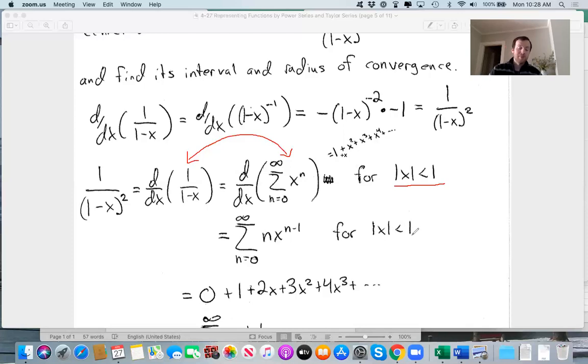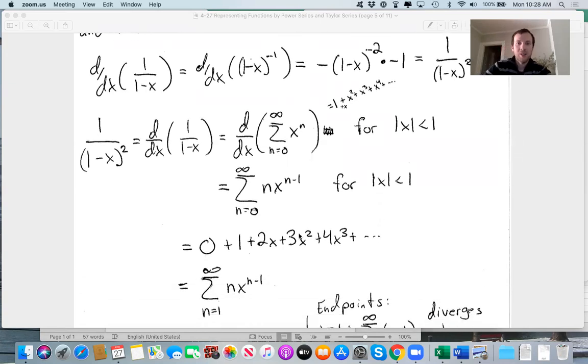What can happen is that maybe the endpoints are different. So you'd have to check 1 and -1 to see explicitly if this series converges for those values. But on the main part of the interval, that doesn't change when you differentiate a series.